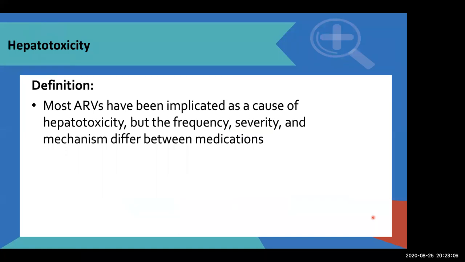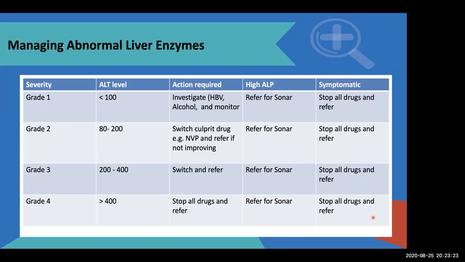So what is very important is to know that most ARVs do cause some level of liver toxicity. That's very important. Actually, there's no class of drugs that does not cause liver toxicity. It's just that some drugs cause a bigger problem than the other drugs. What is very important is to always remember, when you have drugs that cause liver toxicity, you always have to do your liver function test.